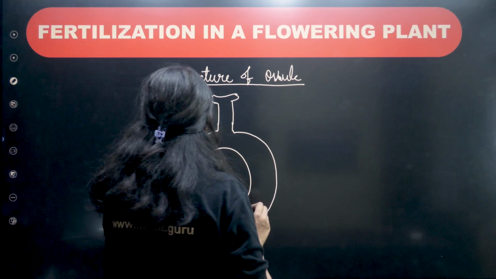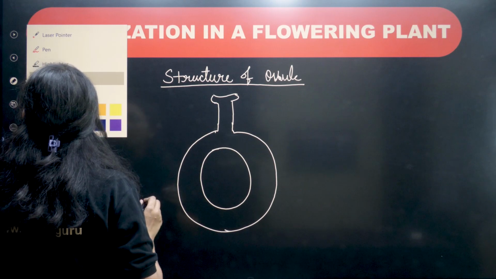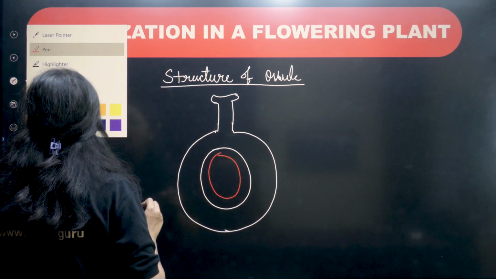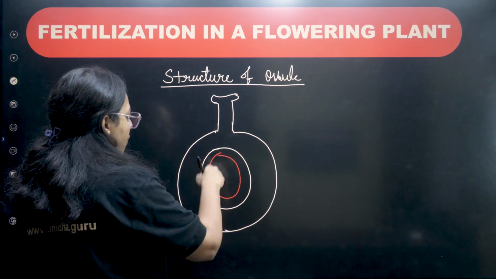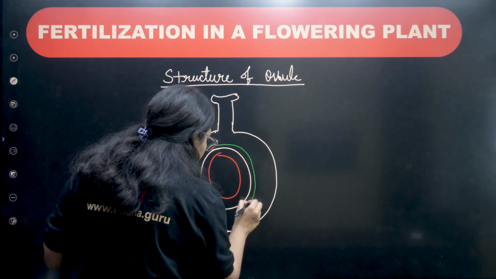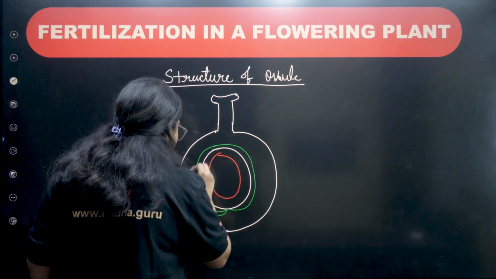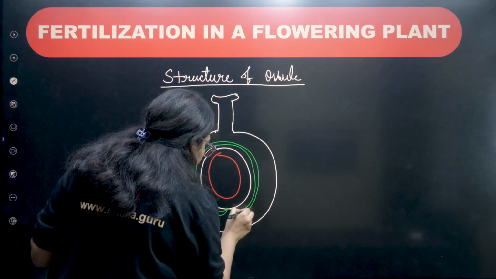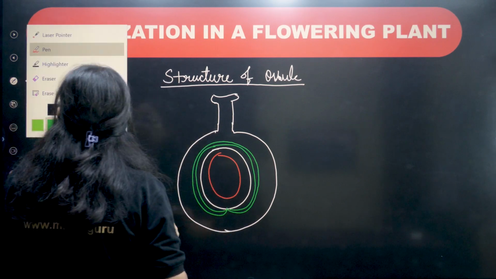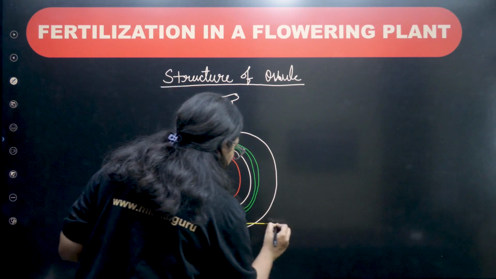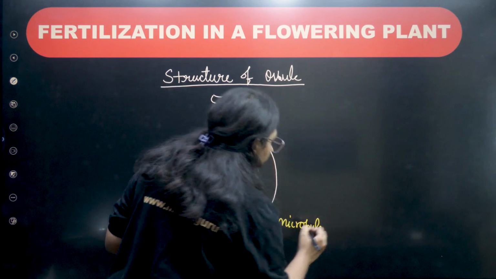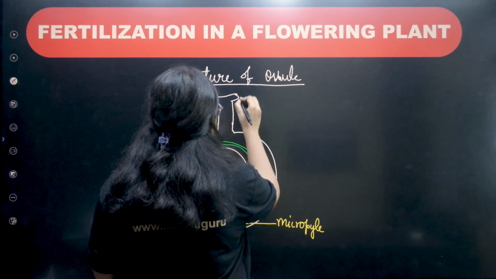Let's draw it in a different color, otherwise we'll get confused. So make sure. Okay, so this is the embryo sac, and around this ovule there are two outer layers, and you see these outer layers are not continuous. Here is a gap. So let's understand what this gap is. This gap is called micropyle.